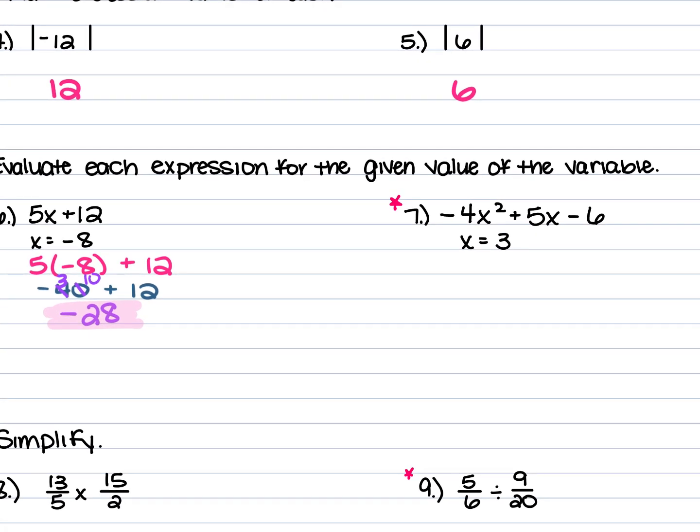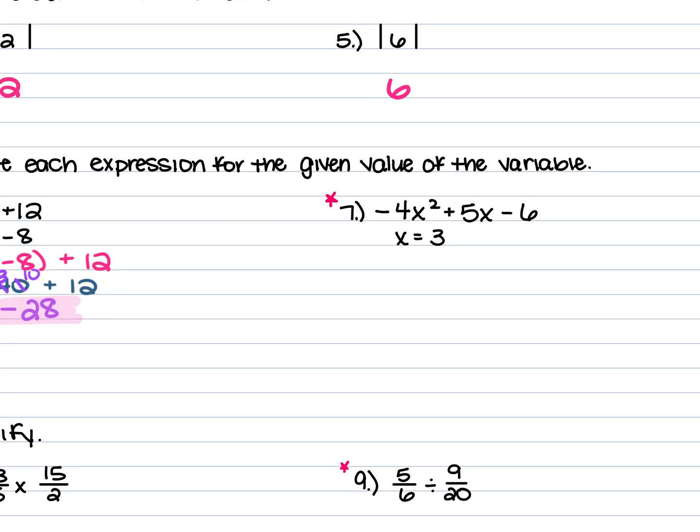For number 7, you have negative 4x squared plus 5x minus 6, where x is equal to negative 3. Again, anywhere there's an x, it's going to become negative 3. So that's going to give you negative 4 times negative 3 squared plus 5 times negative 3 minus 6. Use your order of operations. You've got to do the exponent first before you do anything else. So the negative 3 squared goes first. Negative 4 is going to stay, and negative 3 squared becomes 9, plus 5 times negative 3 minus 6.